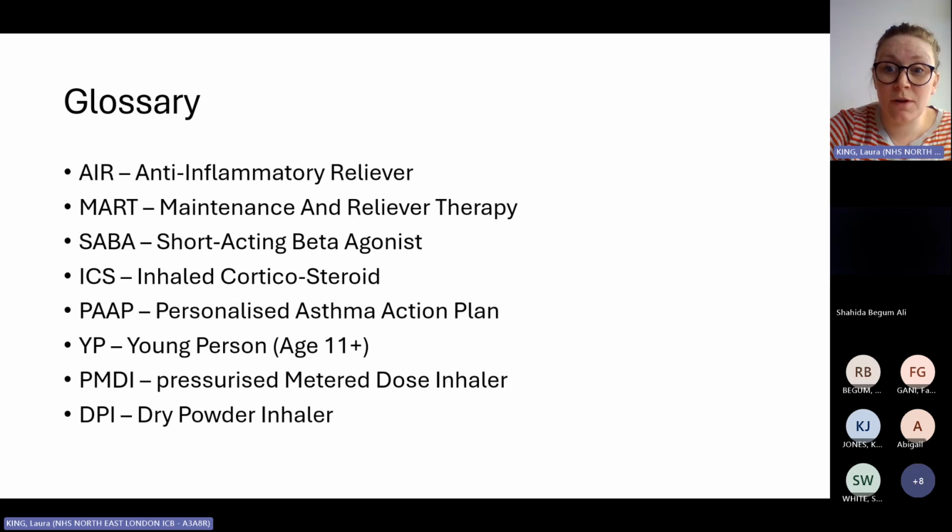I got some feedback from one of the earlier sessions that I use mnemonics and abbreviations a little too much, so I've added a glossary to the beginning of the slides. Just to whiz through them: AIR, anti-inflammatory reliever; MART is maintenance and reliever therapy; SABA, short-acting beta agonist, so your salbutamol, for example; ICS, inhaled corticosteroid; PAP, personalised asthma action plan, which I'll just refer to as an action plan because it's a mouthful; YP, young person, age 11 plus for the purposes of this. PMDI is a pressurised metered-dose inhaler, so your bog standard inhaler, like a Clenil or a Soprobec or a Salamol. And DPI, dry powder inhaler. I'm sure none of those are new mnemonics for anybody, but there they are.